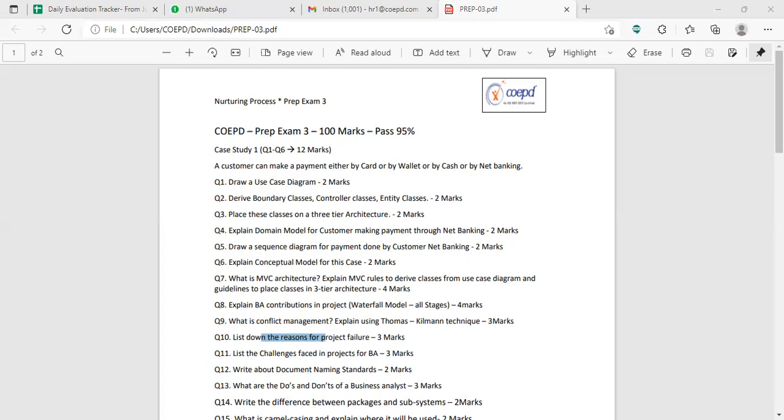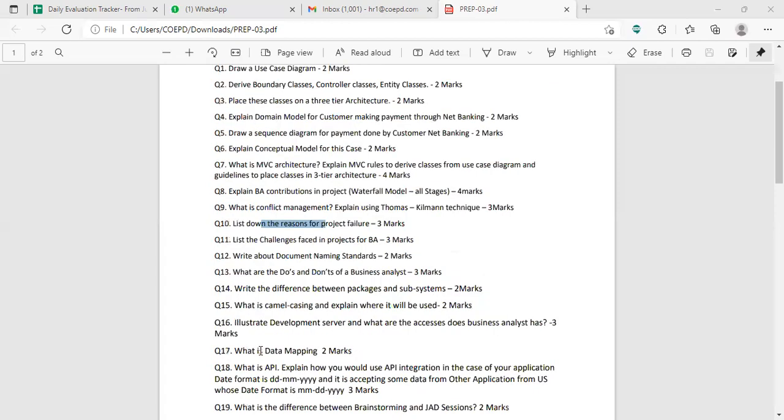Okay, so coming to the 7th question: what is MVC architecture? Explain MVC rules to derive classes from the use case diagram and guidelines to place classes in the 3-tier architecture. This is a generic question, and you have to refer to the workbook wherein you have to explain what is MVC architecture. Then you have to explain what are the rules to pull out the classes from the use case diagram, and also what are the guidelines to place these classes in the 3-tier architecture. So there are 3 elements to this question, guys. Number 1, MVC architecture.